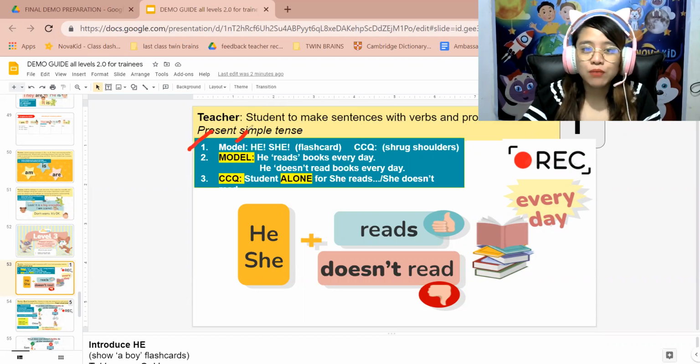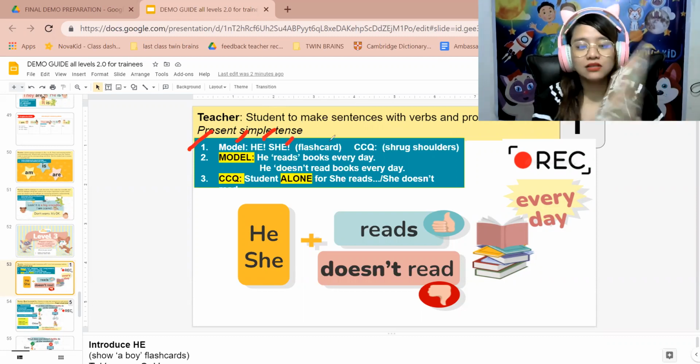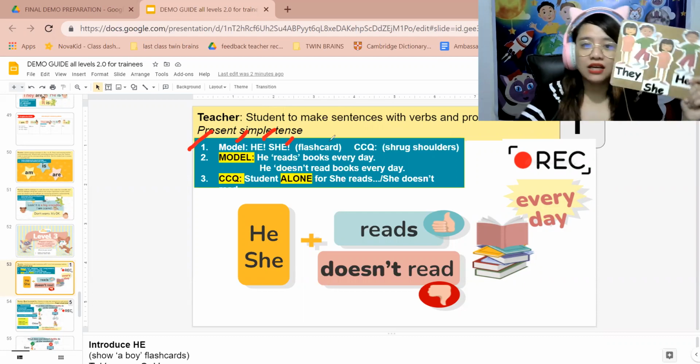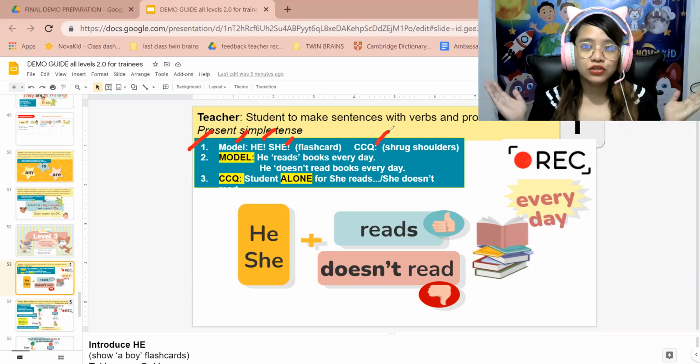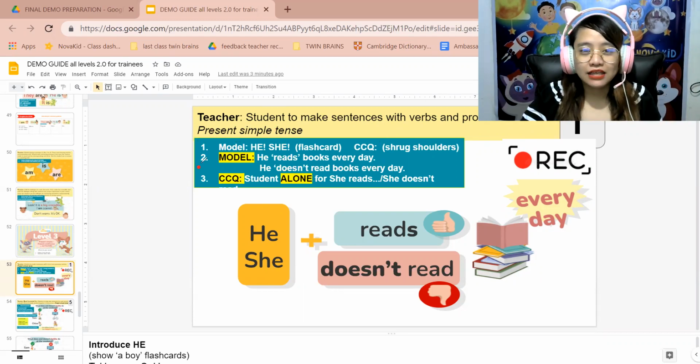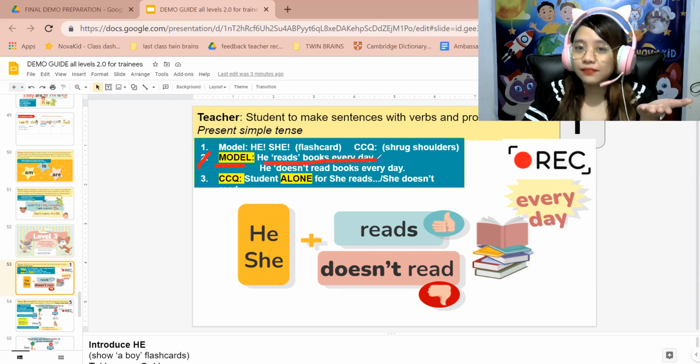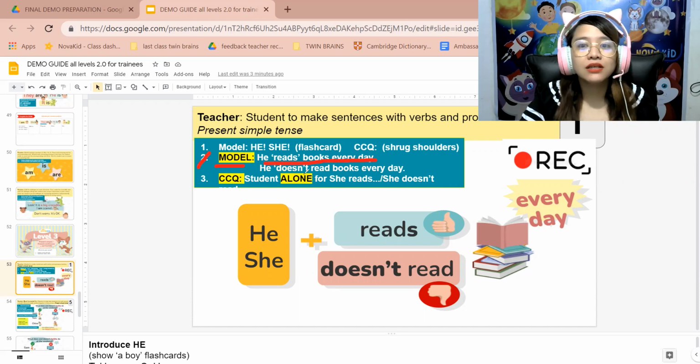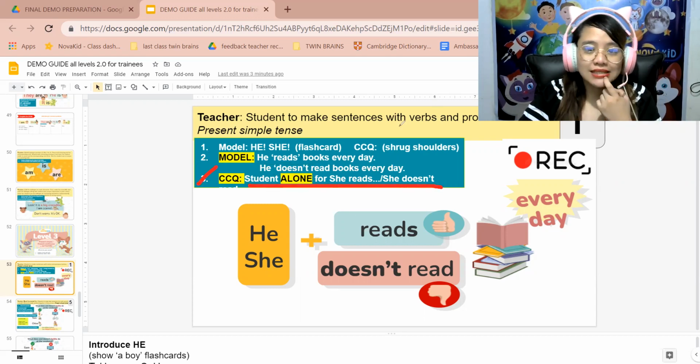First step, you model he, she, and then you show your flashcards for he and she, and then CCQ, just shrug your shoulders. Second, model, he reads books every day. Let the student repeat. He doesn't read books every day. Let the student repeat. CCQ, student alone for she reads and she doesn't read.